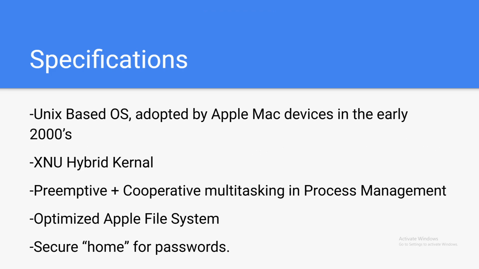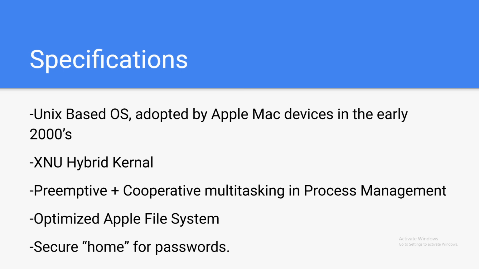Diving deeper into the software perspective, macOS is a Unix-based operating system, adopting the operating system in the early 2000s. Sequoia uses the XNU hybrid kernel, which blends microkernel and monolithic kernel designs. Process management uses a hybrid scheduler with preemptive and cooperative multitasking, which ensures efficient and optimized system responsiveness.